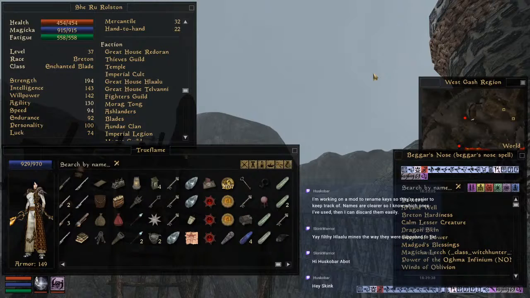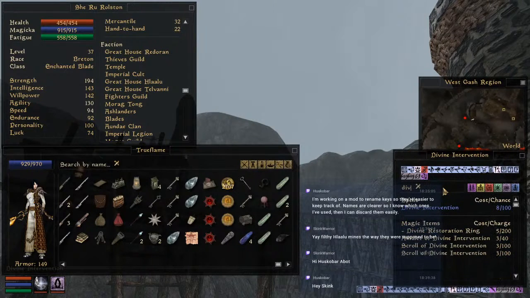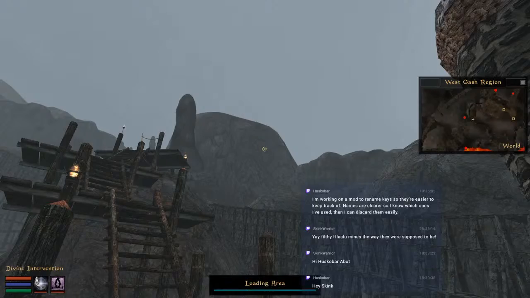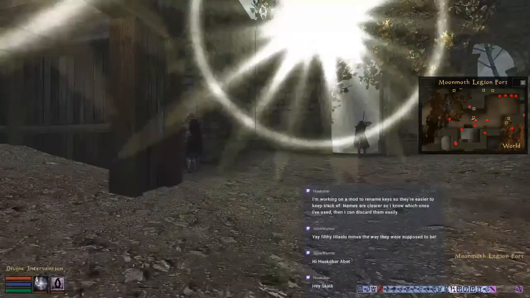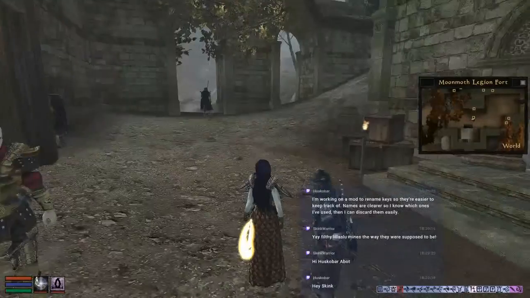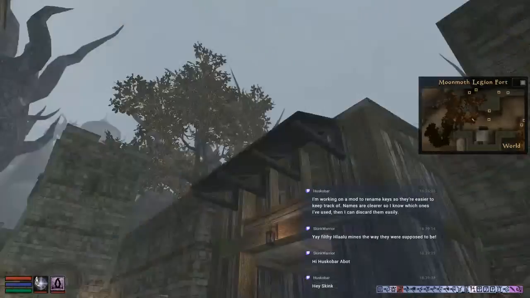So maybe I could just teleport there. I don't know if I like this. I'm near Valmora here.